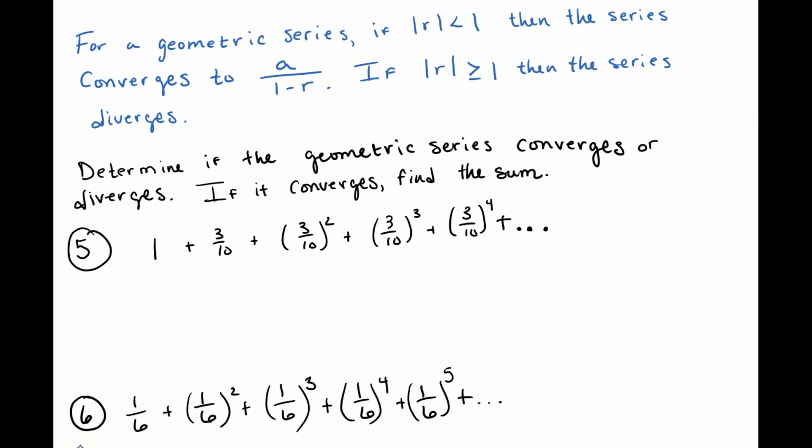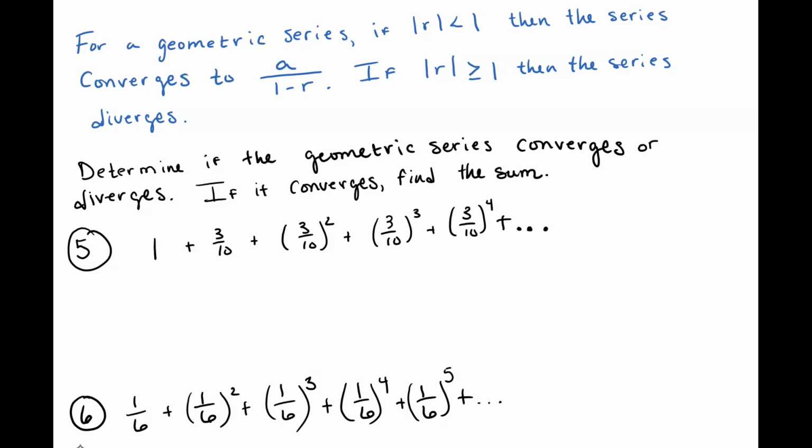Okay, we're taking a look at geometric series here, and we're talking about convergence. So let's think about this one for a minute. It says, for a geometric series, if r, the common ratio, and we're talking about the absolute value of r, is less than 1, then we can say the series converges to a over 1 minus r. All right, that's the sum. That's how you calculate the sum. However, if the common ratio is greater than or equal to 1, then we say the series diverges.